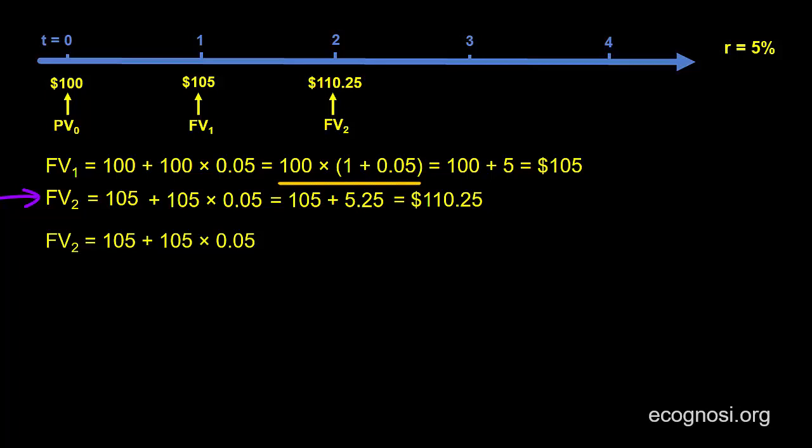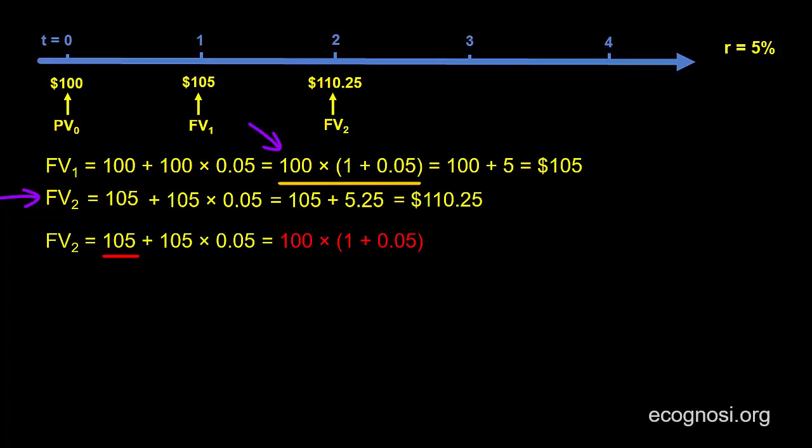Now, this is where things start to get more interesting. To manipulate this expression, I can express this 105 as 100 times 1 plus 0.05. Remember, this is one of the ways we arrived at 105 in the first place when we did the calculation to get the future value at year 1. If what I just said confused you, just pause the video and once again take a look at the calculation to arrive at the year 1 future value, specifically this point where we use 100 as a common factor. So we express 105 this way, and I'm using different colors to facilitate your understanding.